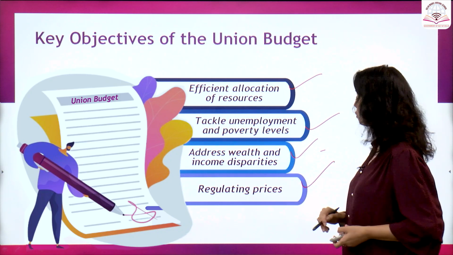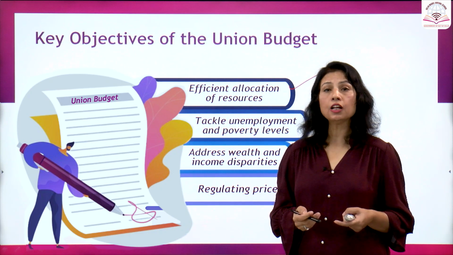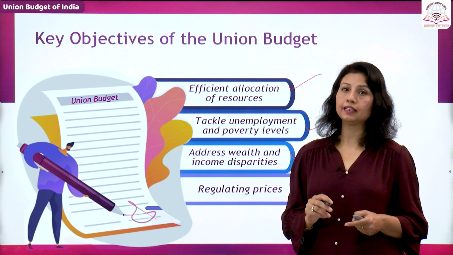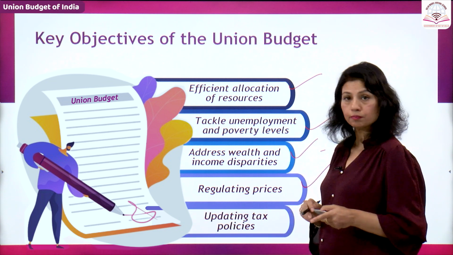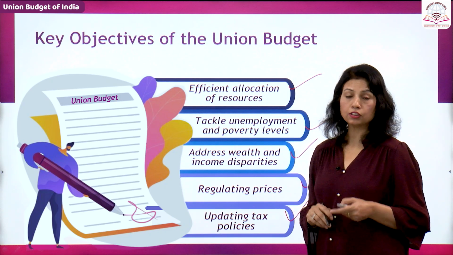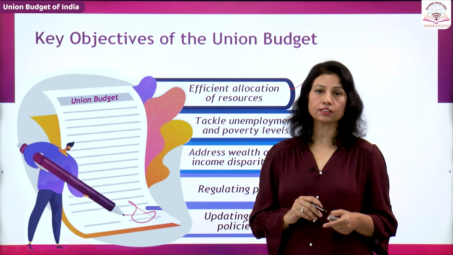Union budget also regulates prices. It manages inflation and deflation, ensuring economic stability in the country. And last but not the least, it also updates tax policy, which includes changes in the tax rate and the slab of the tax rate.